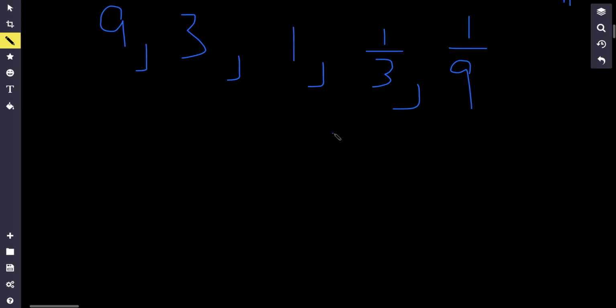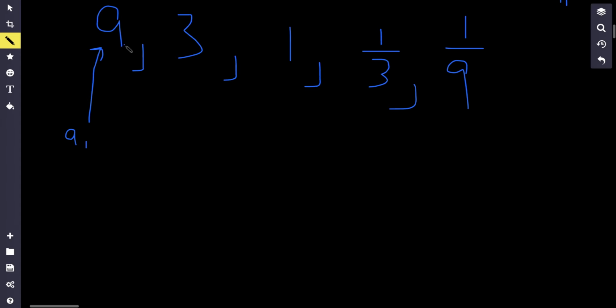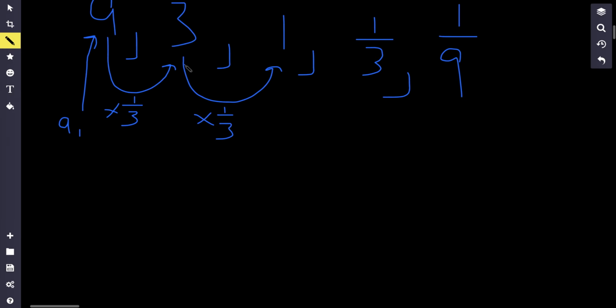You can also have a sequence like this. This right over here is our first term, a sub 1. And what's our common ratio in this case? Remember, our common ratio is the number we multiply by to get to the next term. So 9 multiplied by what number gives me 3? Well, 9 multiplied by 1/3 gives me 3. Common ratio is the number you multiply by to get from one term to the term after it. So 3 multiplied by 1/3 gives you 1.